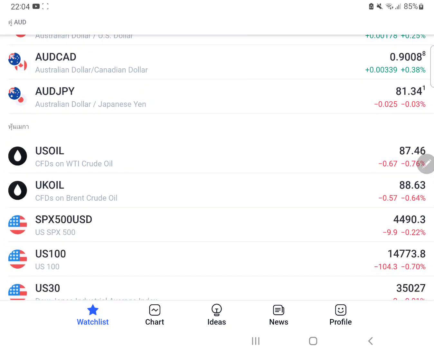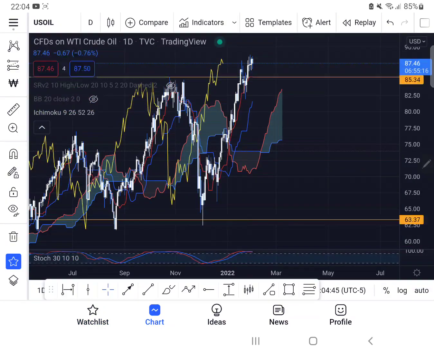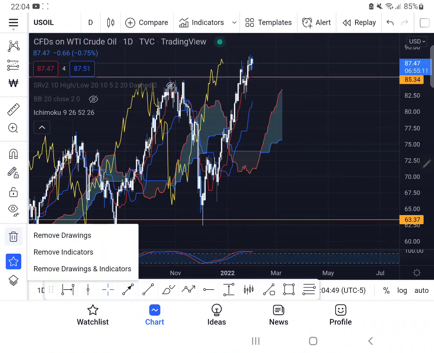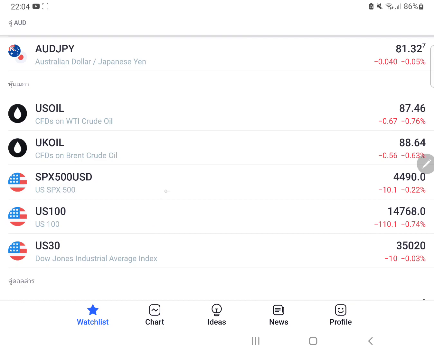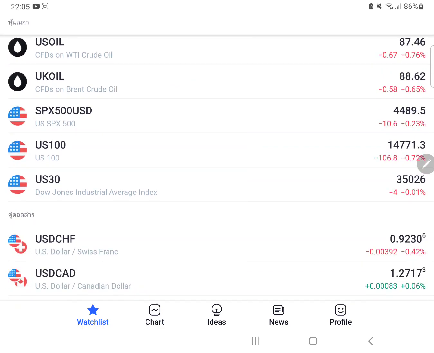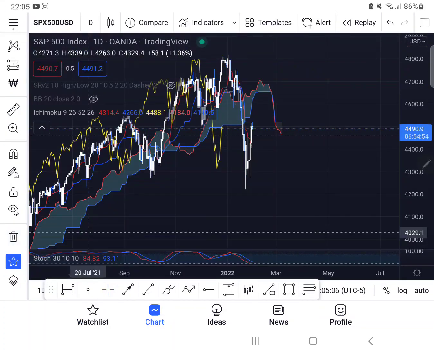So let's move to the next one, the commodity, oil. Oil, I'm not looking at it because it has a wide spread, a lot. So I simply stay away and just look at some of the stocks right now, S&P 500, and remove the drawings.